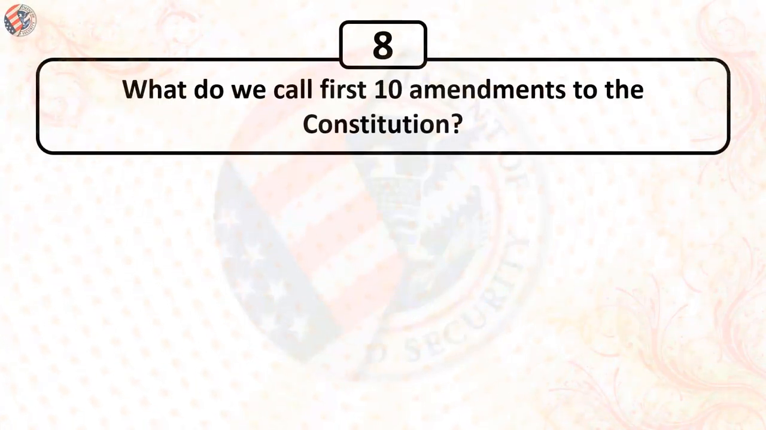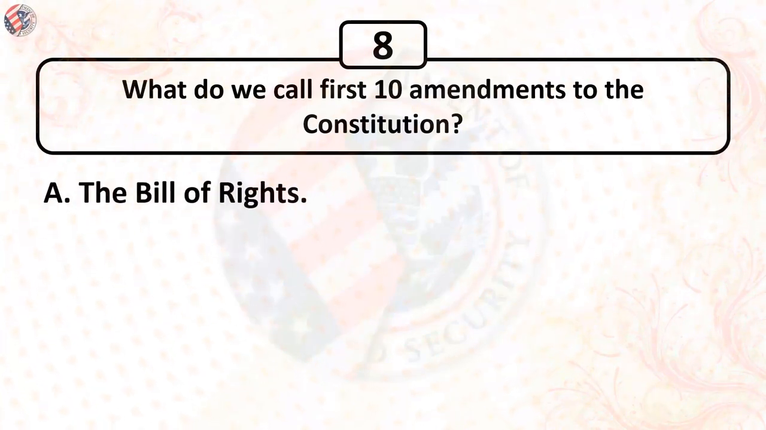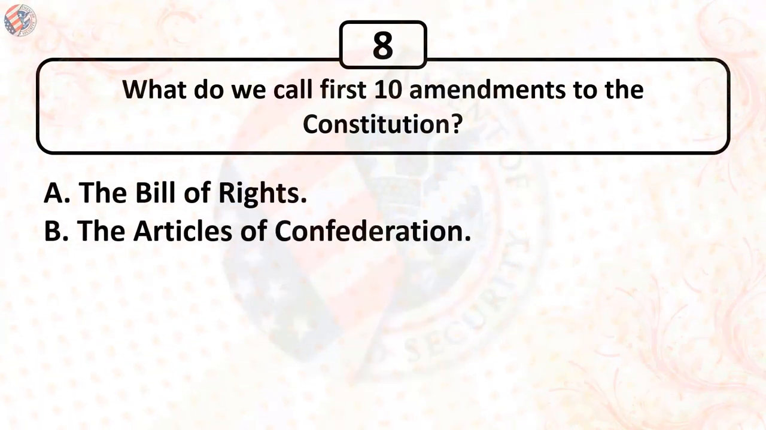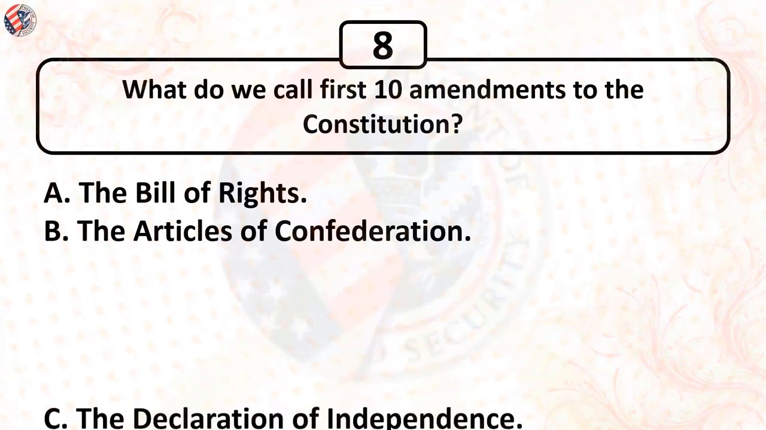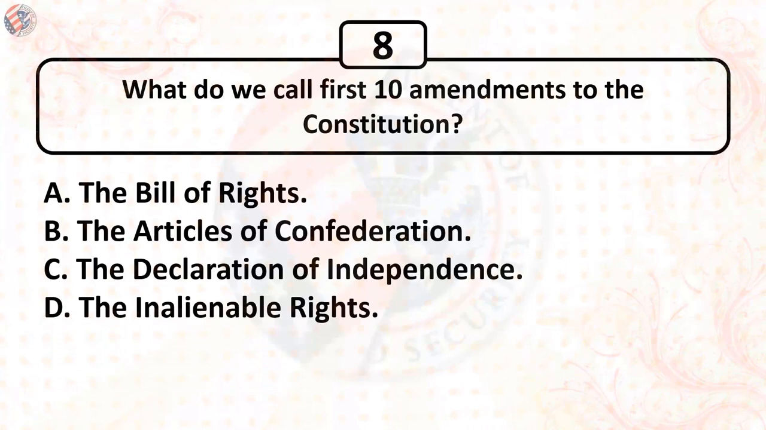What do we call the first 10 amendments to the Constitution? A. The Bill of Rights. B. The Articles of Confederation. C. The Declaration of Independence. D. The Inalienable Rights.